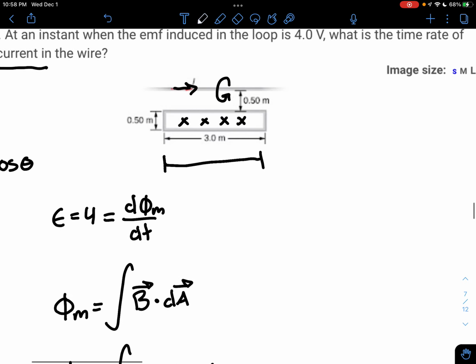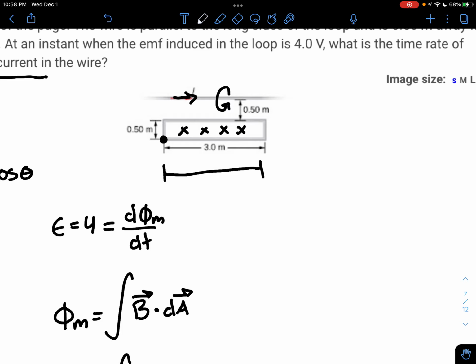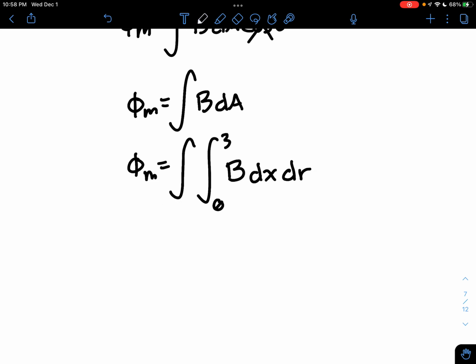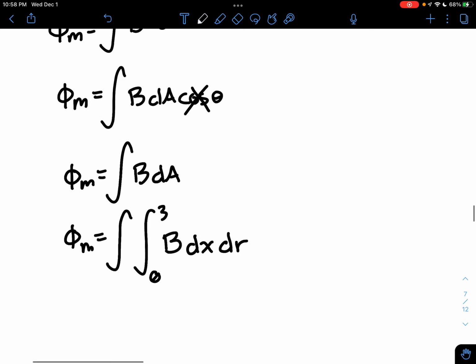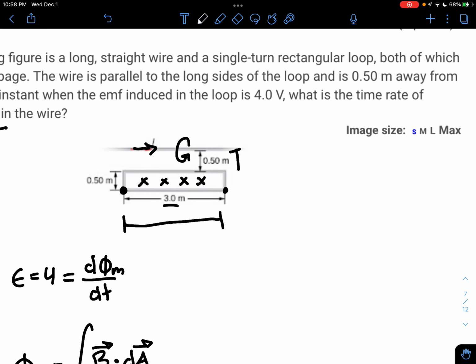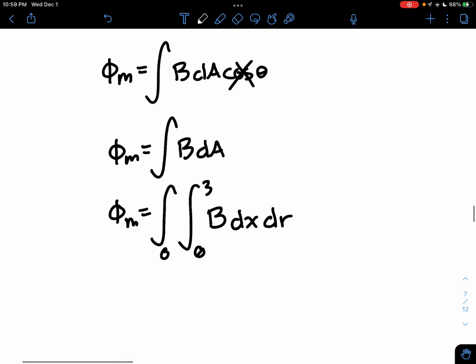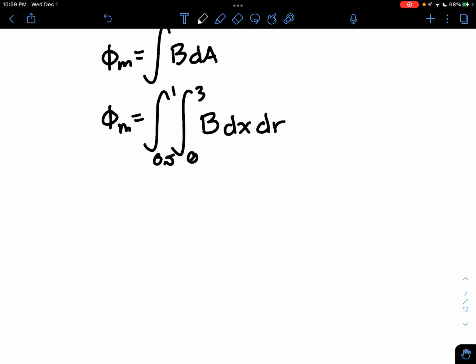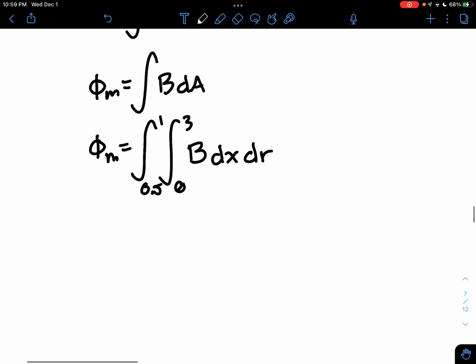Say we're just starting in this corner. Our x is going to go from 0 to 3, our 3 meters. r is going to go from 0.5 to 1. Out here we have 0.5 plus 0.5, which is 1. So it's going to be 0.5 to 1. We're getting even closer. But how do we just integrate B with respect to r? Well, we can't right now.